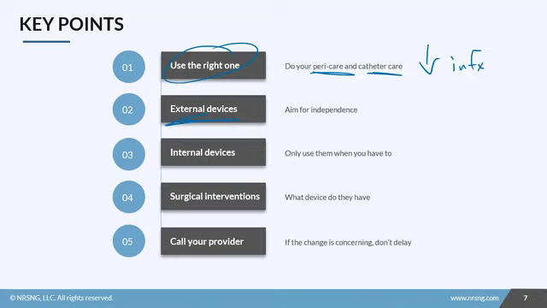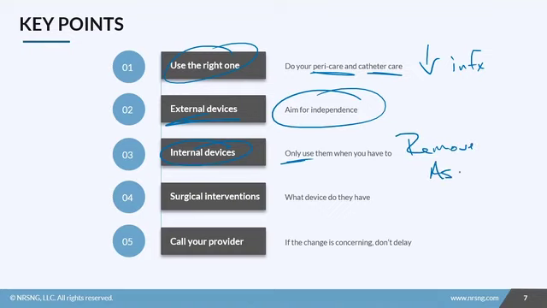When you have the opportunity, use external devices for your patient. You've got your urinals, you've got your bedpans, you've got your bedside toilets. You want to aim for independence and autonomy for your patients. If your patients have an internal device, only use them when you have to, and remove them as soon as possible. We want to reduce the opportunity for infection.